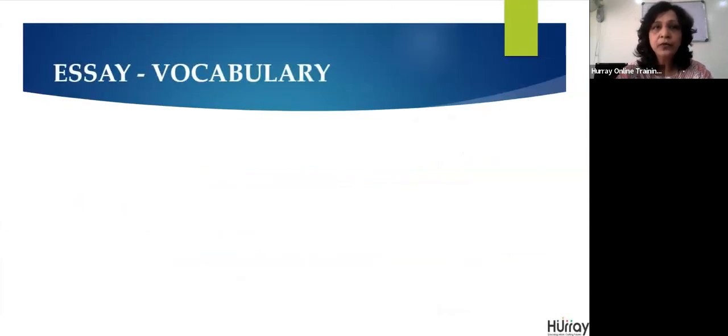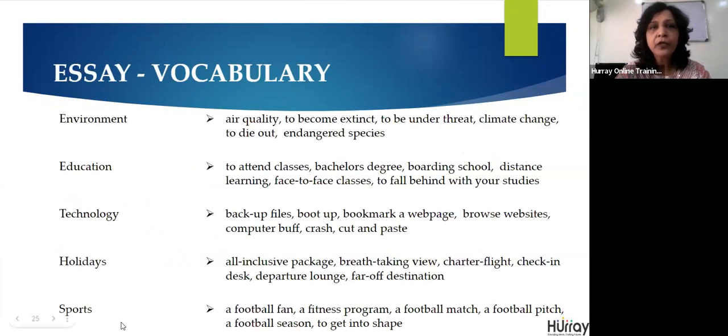Let's look at some topic-wise vocabulary. If you get a topic on the environment, you could use words like air quality, to become extinct, to be under threat, climate change, etc. For education, you could use words like to attend classes, bachelor's degree, to fall behind with your studies, etc. Technology could be backing up files, boot up, bookmark, etc. Holidays could be all-inclusive packages, breathtaking view, etc. And if it's on sports, you could talk about a football fan, a fitness program, football season, get into shape, etc.